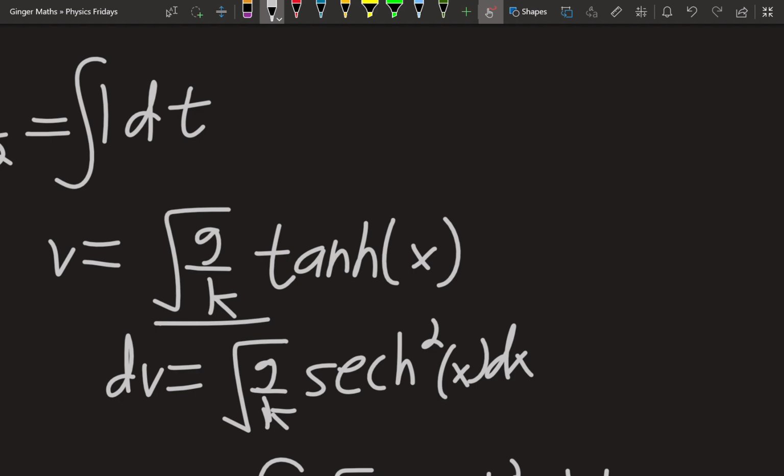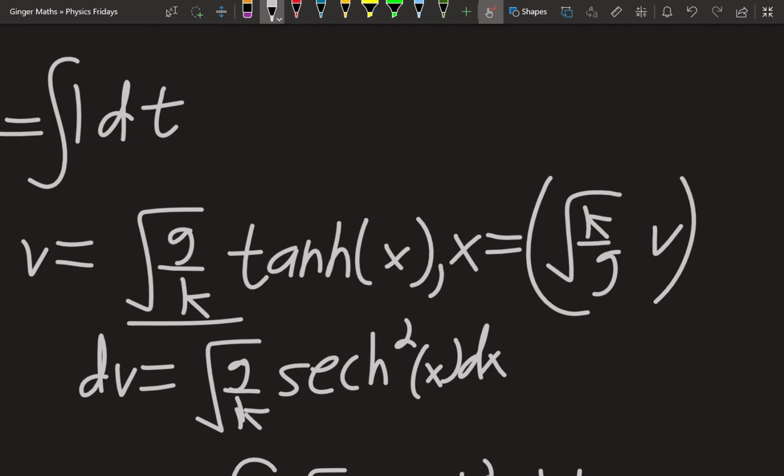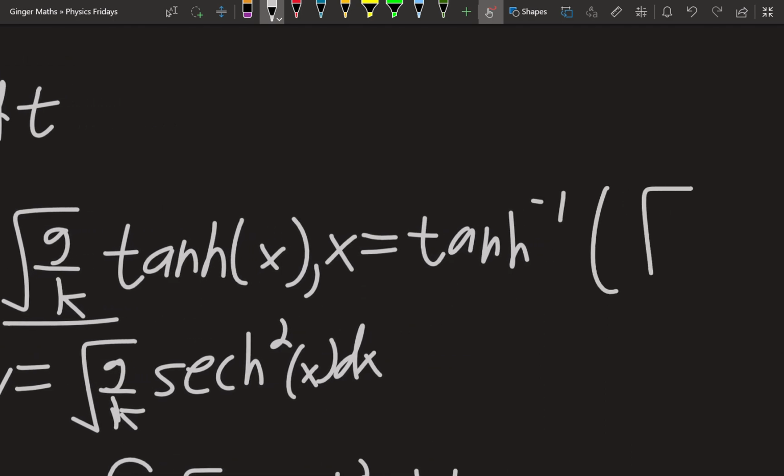Yes, so our x right here is going to be equal to, we are going to be going back and forth a bit between velocities, so we're going to have to be solving stuff. This is what I mean: square root of k over g v. I did not space it out properly. Very sorry. It's going to be inverse hyperbolic tangent of the square root of k over g times v.